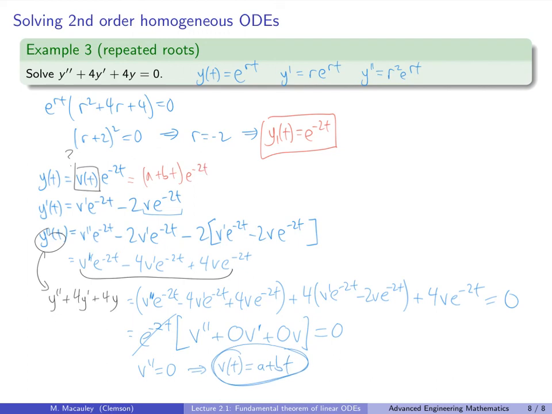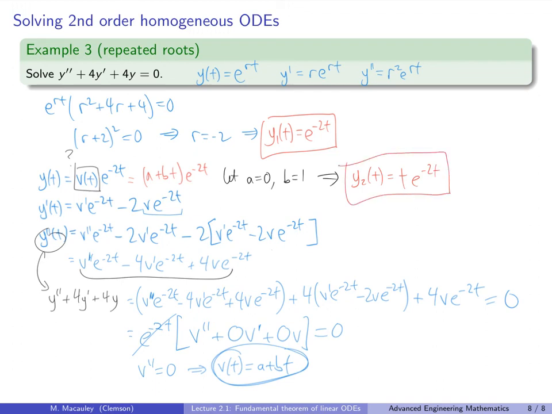Well, we only need one function, right? So let's pick a and b to be as simple as we can. Well, not too simple. If a and b are 0, it doesn't tell us anything useful. And in fact, if b is 0, then we're left with a times e to the minus 2t, which is the same thing as y1. So let's let a be equal to 0 and b be equal to 1. If we do that, we get a solution of the form y2 of t equals t e to the minus 2t. And here we go.